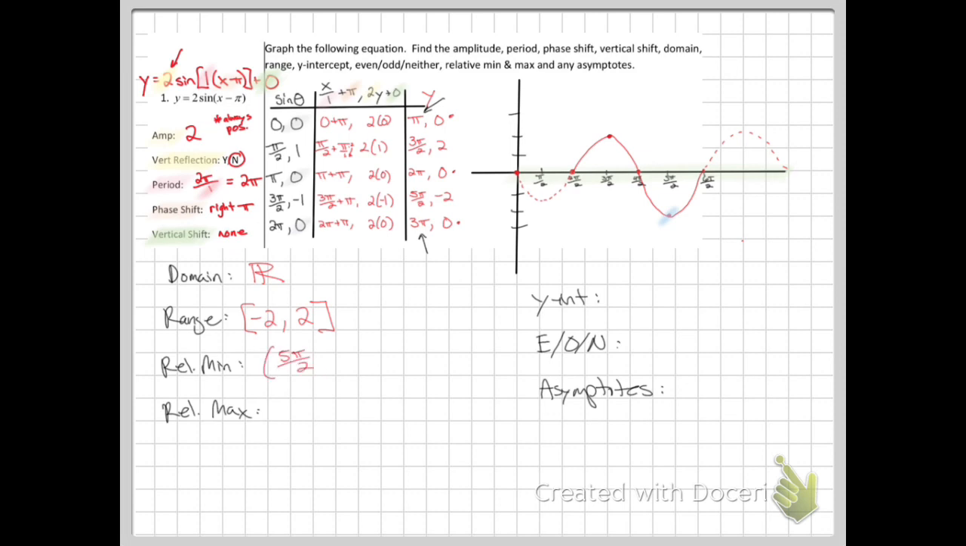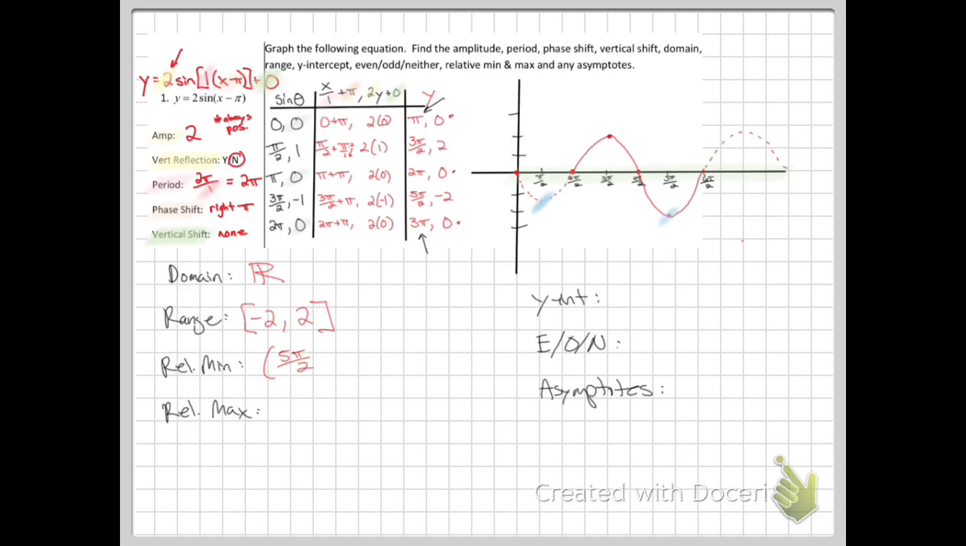But that's not going to be the only relative minimum of the graph, right? It keeps continuing. For example, here's another one over here. So we can't just list these out forever. There's an infinite number of relative minimums, but the distance between them is always going to be the period.